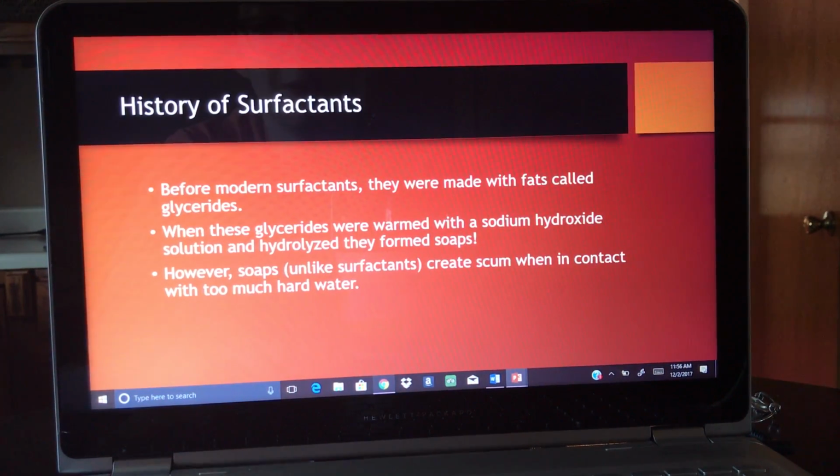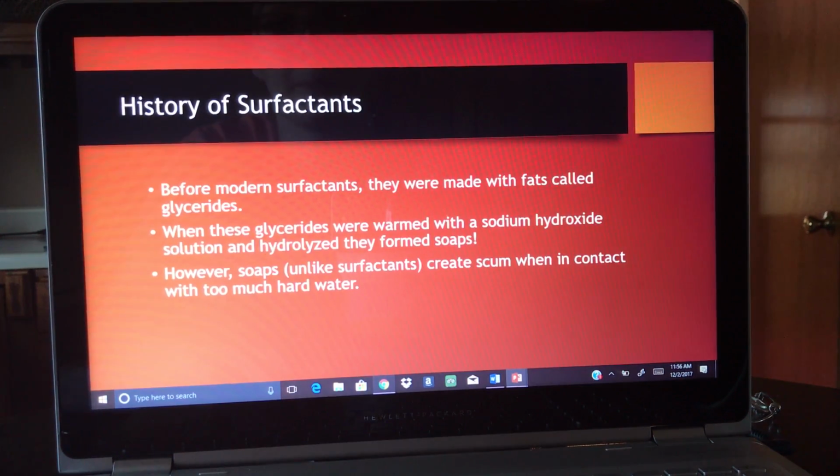A little bit of history about surfactants. Before the modern surfactants, they were made with fats called glycerides. These glycerides were warmed up with sodium hydroxide solutions and hydrolyzed, and that would form soaps. However, that was an issue, and those surfactants were definitely not as good as the modern ones because these soaps would create scum when coming in contact with too much hard water, which soaps nowadays still do, and surfactants do not.